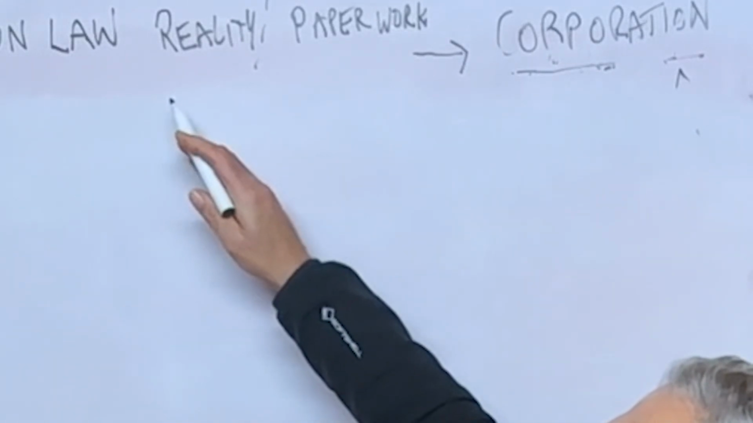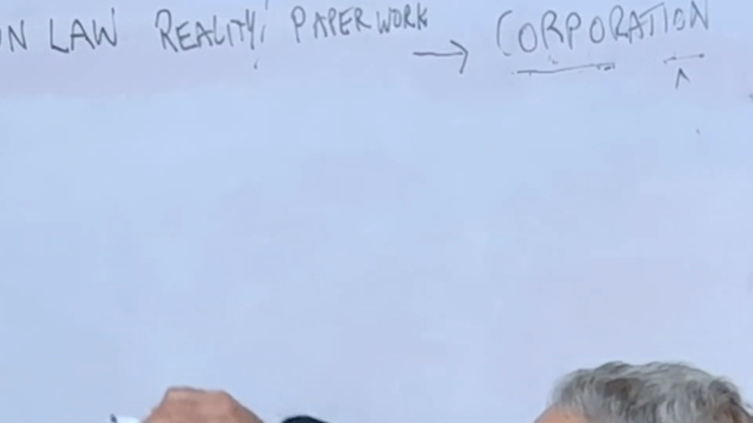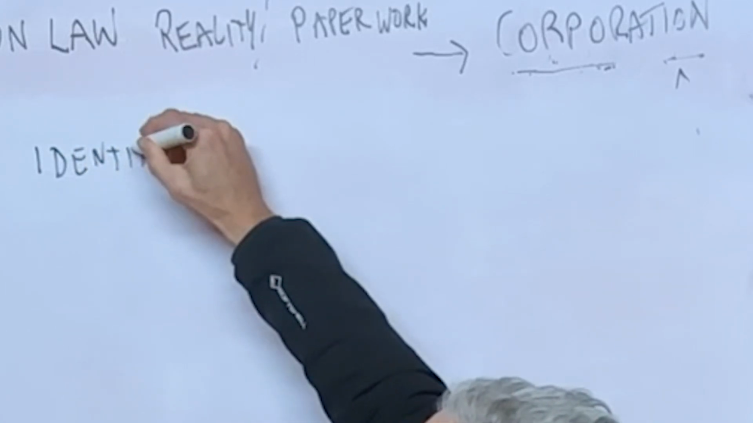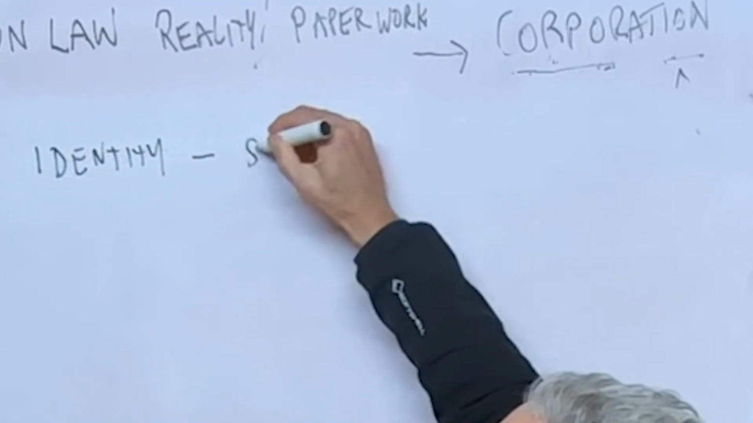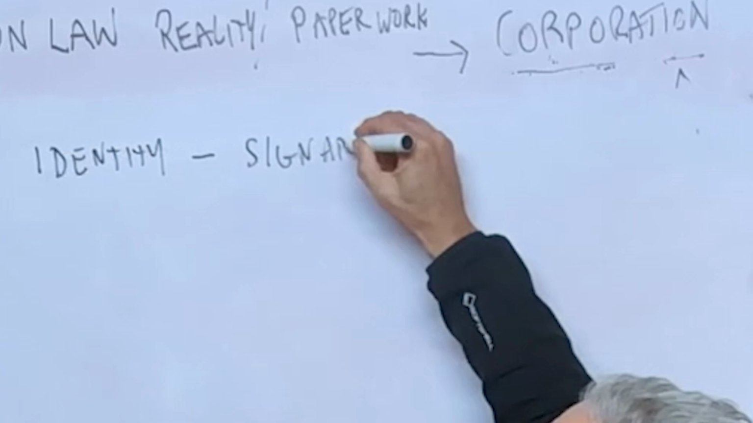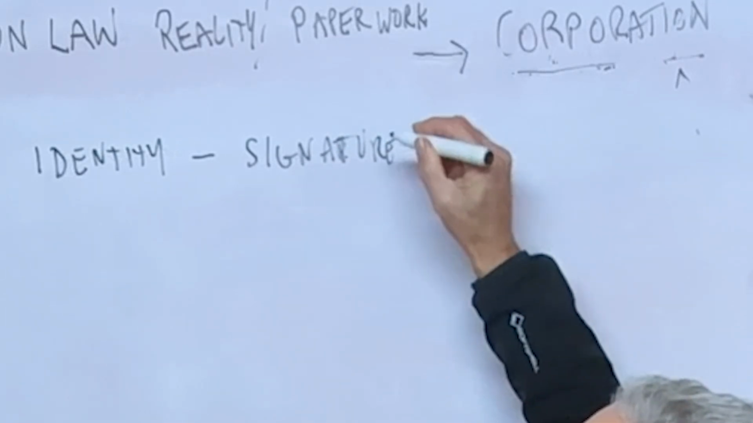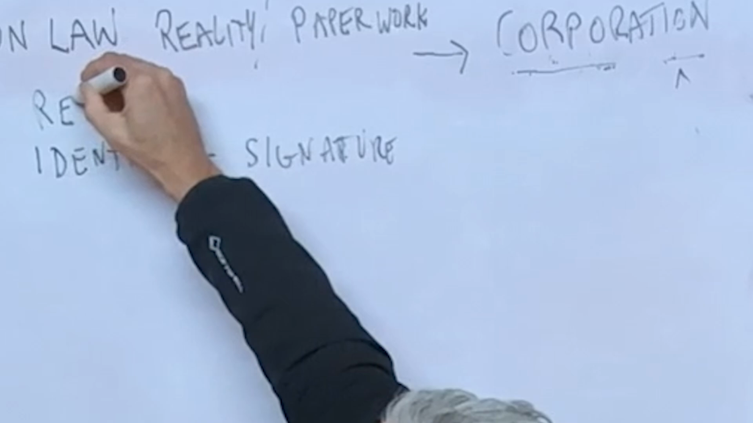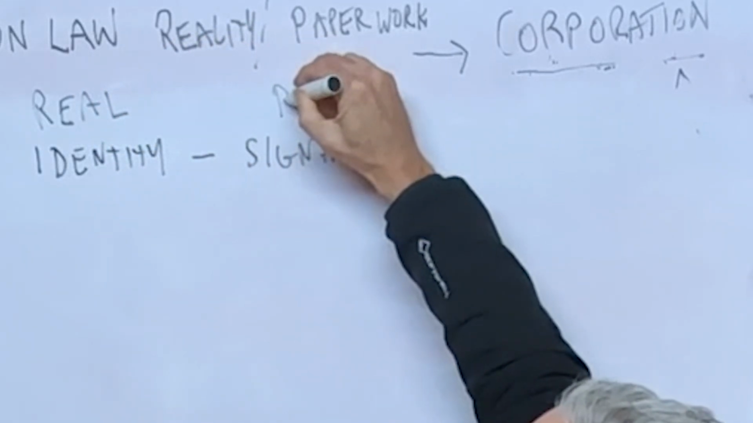So what do we need for this better system, this system of common law? Well, first of all, we need an identity, and that, of course, is our signature. And remember, there are two worlds here. We've got the real world, and then we've got the paper world.